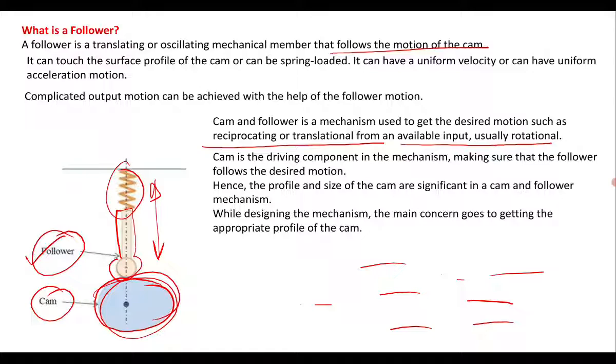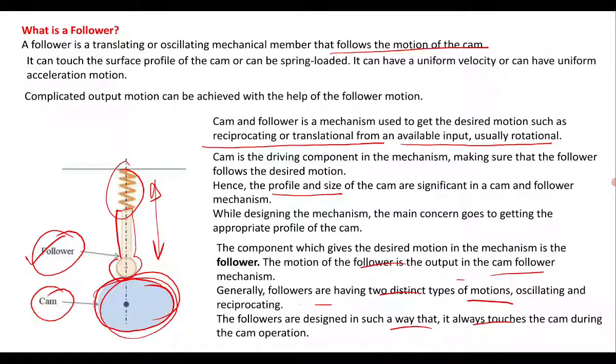Hence the profile and size of the cam are significant in a cam and follower mechanism. So this profile is most important. While designing the cam and follower mechanism, the main concern goes to getting the appropriate profile of the cam. The component which gives the desired motion in the mechanism is the follower. The motion of the follower is the output in the cam follower mechanism.